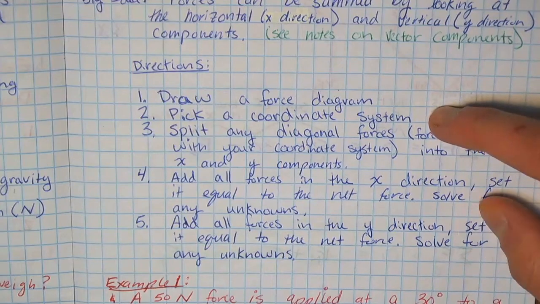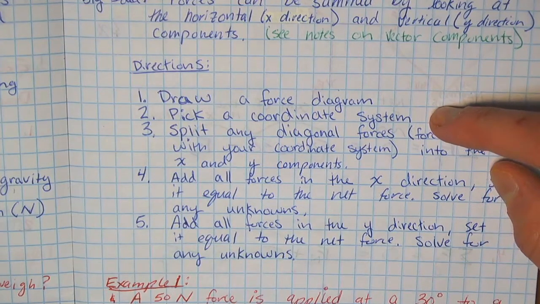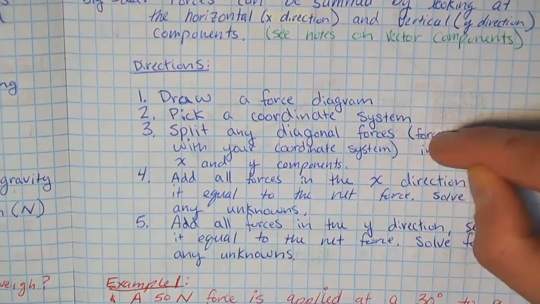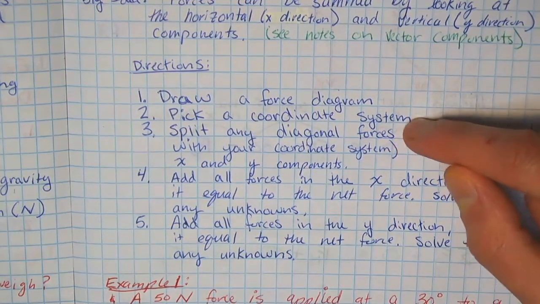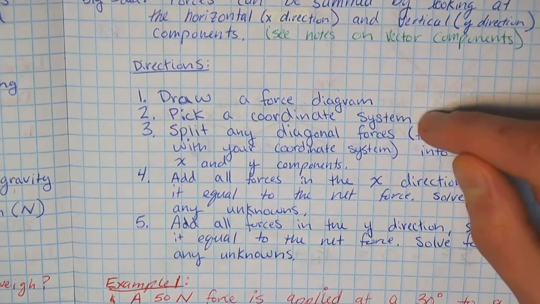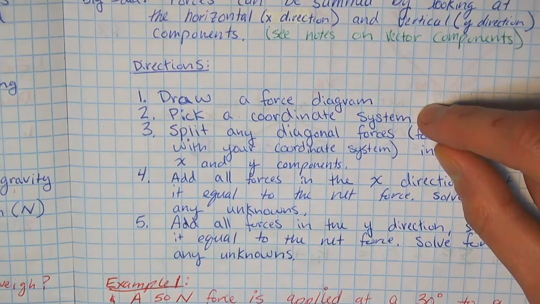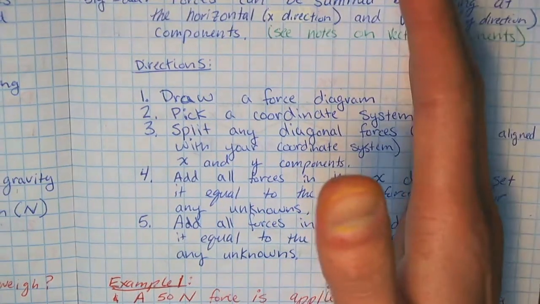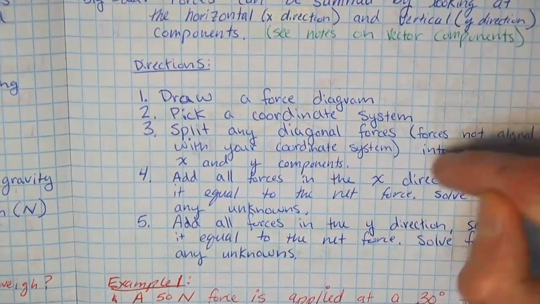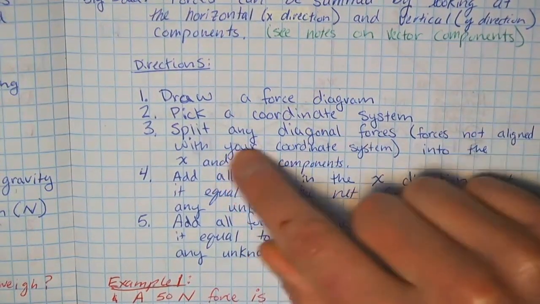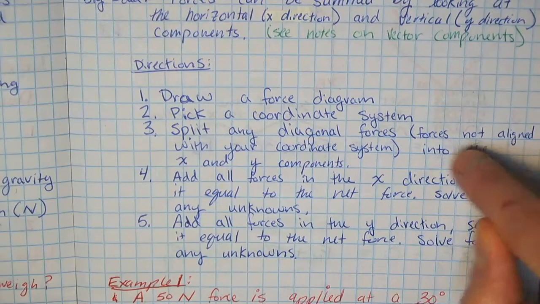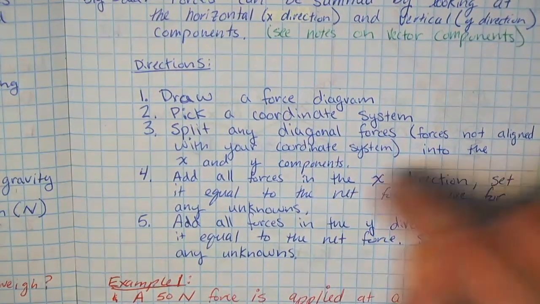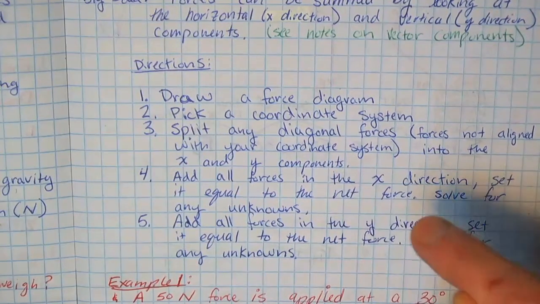The next step is to pick a coordinate system. Generally, it's the standard: y is straight up and down, x is side to side. Though when we get into inclined planes, we're going to have to do a little bit of changing with that. But typically your coordinate system is your standard, y is straight up and down, x is side to side. We'll do that during the example problem. Next, put any diagonal forces, meaning forces that are not aligned with your coordinate system, into the x and y components.